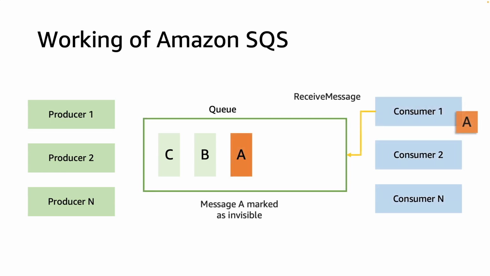Now let's take a look at how that works. In the queue, we have three messages, C, B, A, and consumer 1 wants to take message A.